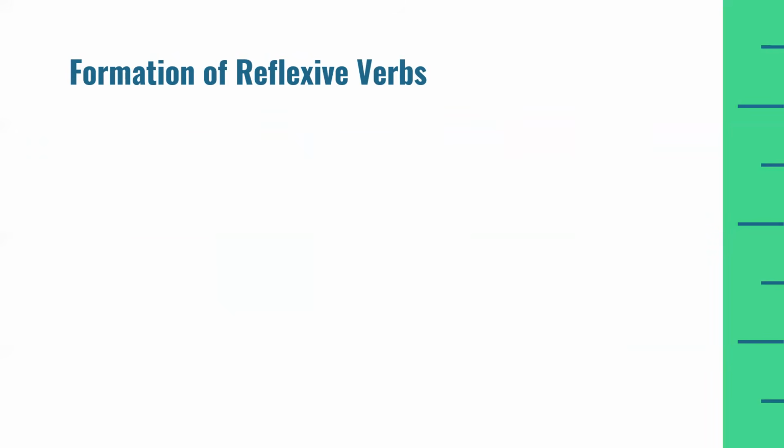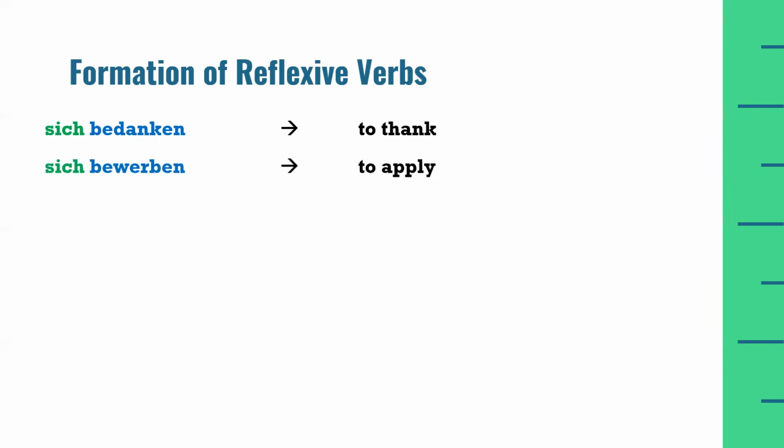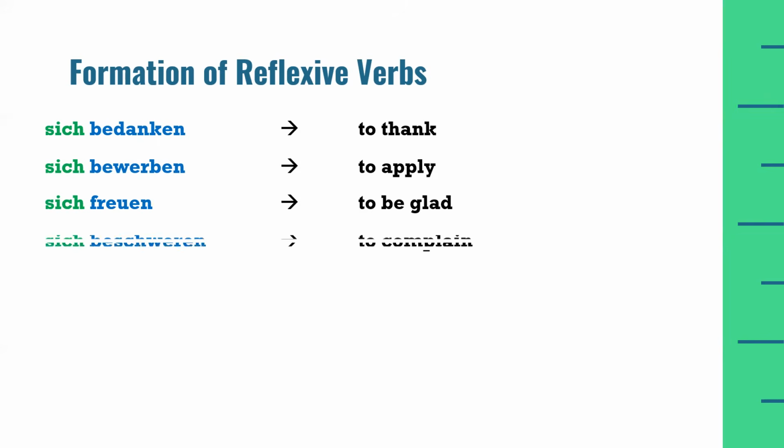Now let's look at the formation of reflexive verbs, how they are formed and how you can identify or differentiate them from a normal verb. Normal verbs have an infinitive form like gehen, kommen, spielen, essen, for example. But reflexive verbs will always start with sich. So sich bedanken, to thank, sich bewerben, to apply, sich freuen, to be glad or looking forward to, sich beschweren, to complain, sich kümmern, to take care of.